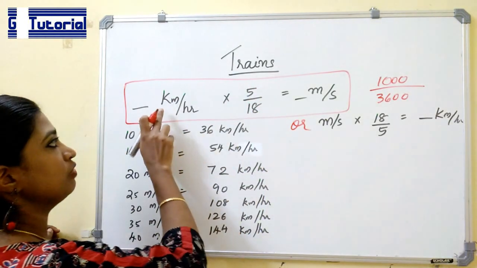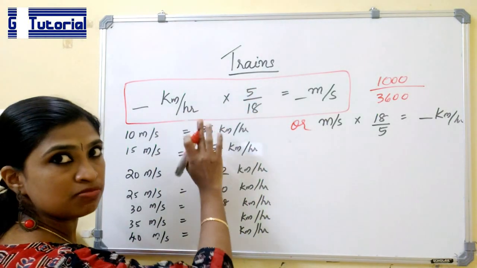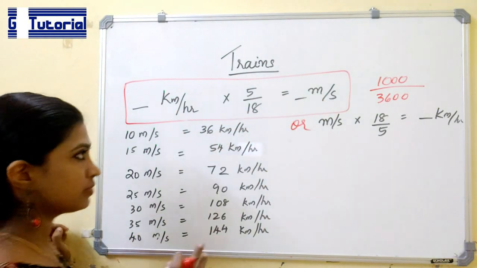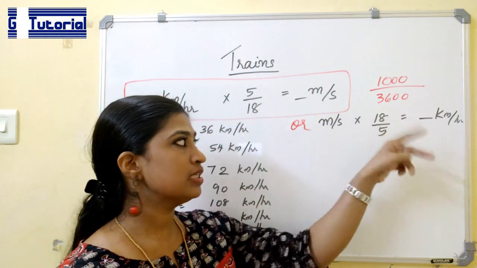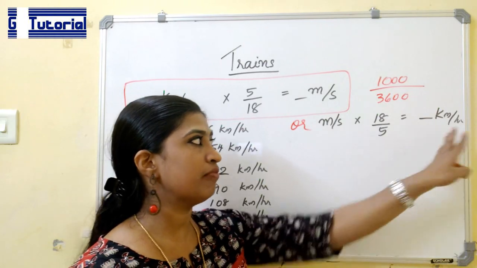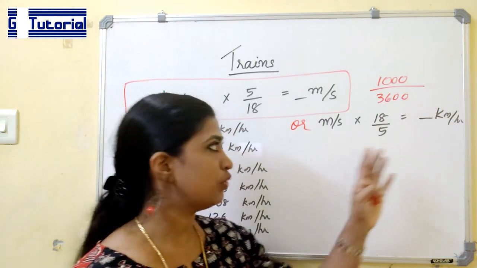So to convert kilometers per hour into meters per second, just multiply by 5 by 18. And if it is in meters per second, just do the reverse. Meters per second multiplied by 18 by 5 is the value in kilometers per hour.